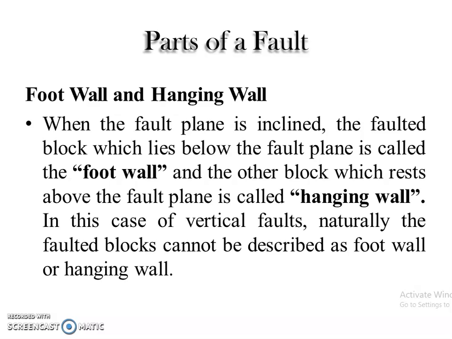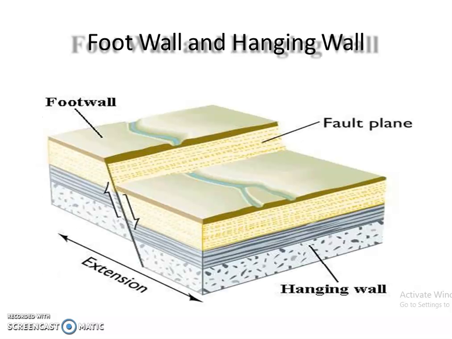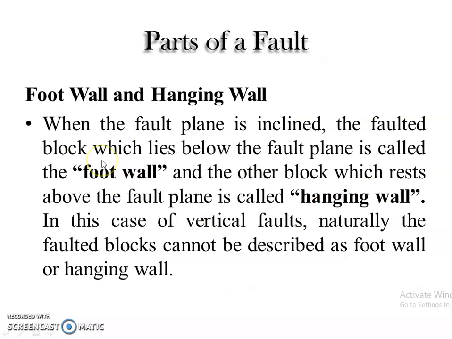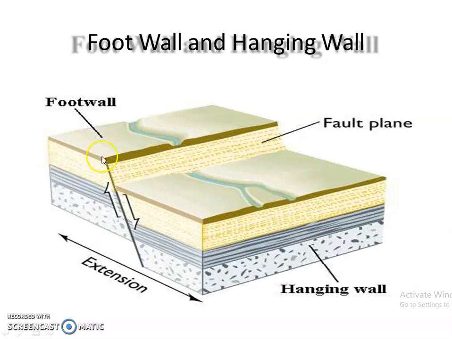When the fault plane is inclined, the block which lies below the plane is called the footwall, and the block which lies above the plane is called the hanging wall. This is the fault plane. This block is lying below the fault plane. It is called the footwall. This is lying above the inclined plane. This is called the hanging wall.